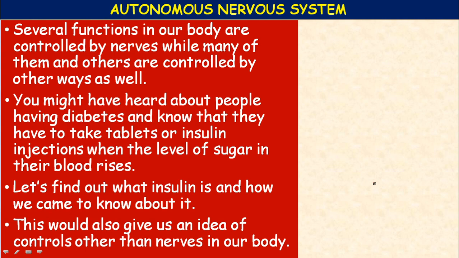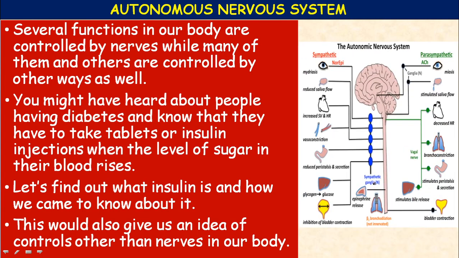So this would also give us an idea of controls other than the nerves in our body. Okay, so we are of the opinion that the brain controls everything. Nervous control, neuronal control, but these chemical substances secreted by these endocrine glands also control certain vital functions in our body.